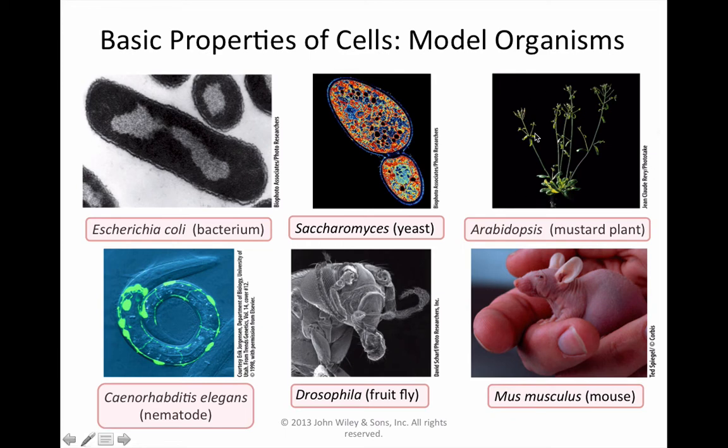Arabidopsis, a mustard plant, has a relatively small genome for a plant. It has a rapid generation time, it makes a lot of seeds, so it's easy to grow. They only grow to a few inches tall, so it isn't like we need a huge greenhouse for these to grow, making it very easy for us to culture and study.